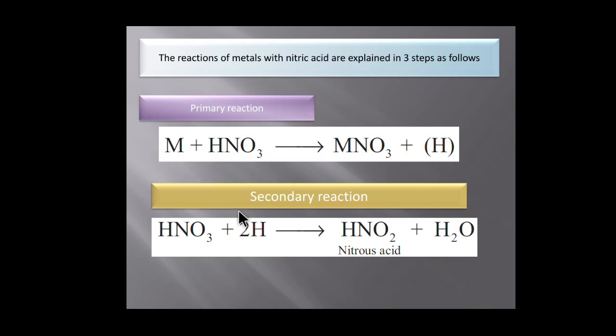In the secondary reaction, nitric acid reacts with nascent hydrogen to form nitrous acid. Is it clear? In the primary reaction, what is the condition? Metal nitrate is formed with the release of nascent hydrogen. What is the secondary reaction? In the secondary reaction, nascent hydrogen reacts with nitric acid, and the product is nitrous acid.